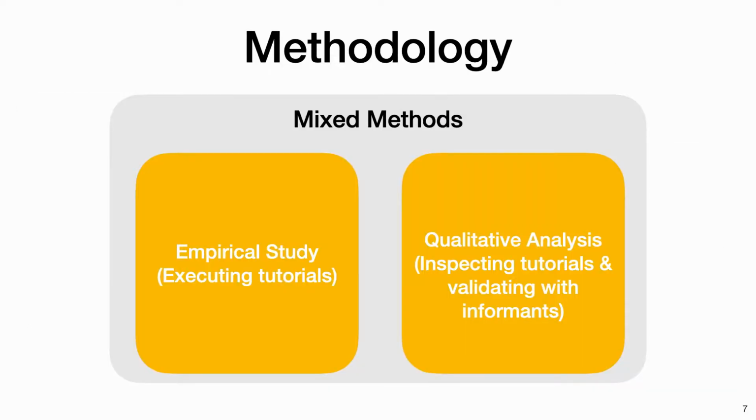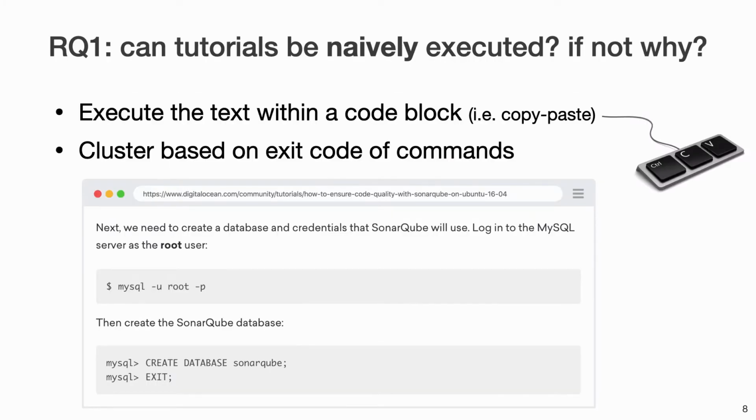So in this study, we are going to use mixed methods. First, we are going to try to execute the tutorials, and then we will inspect the tutorials and the execution results, and try to validate them with informants who are tutorial authors and other experts. So this takes us to our first research question. Can tutorials be naively executed, and if not, why?